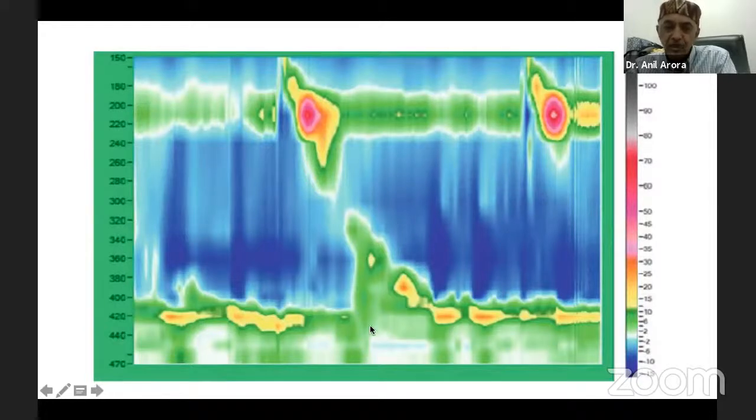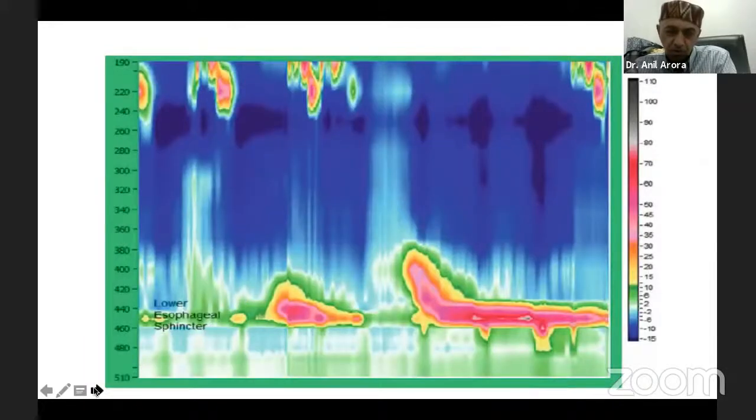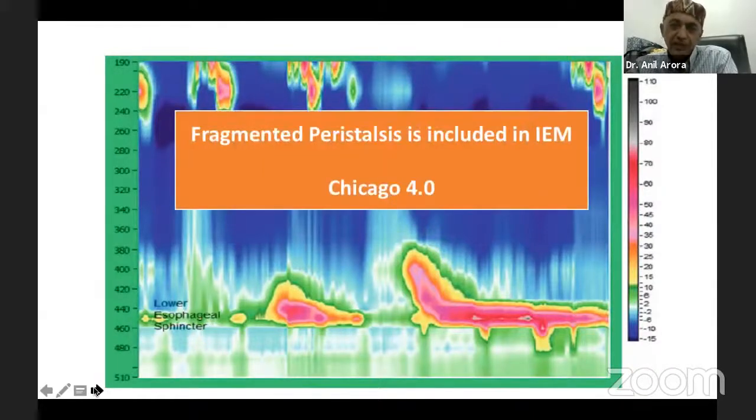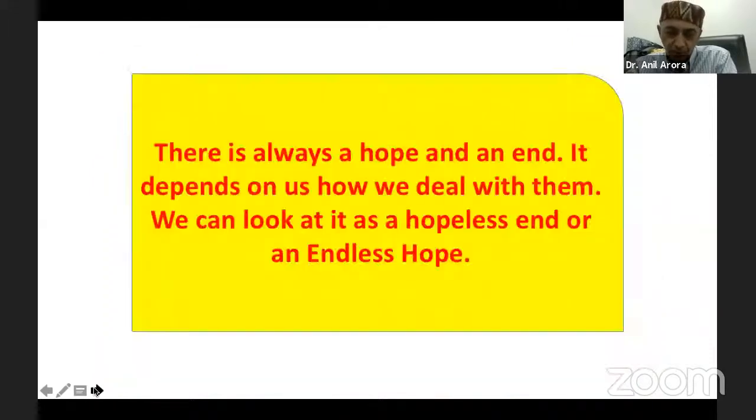There is a relaxation of the LES, but if you see, there is no continuing wave of peristalsis to take the food down. Another example of almost aperistalsis in this patient with normal IRP. Fragmented peristalsis is no more considered as a separate entity, and now it is supposed to be a part of ineffective esophageal motility in Chicago 4 version.